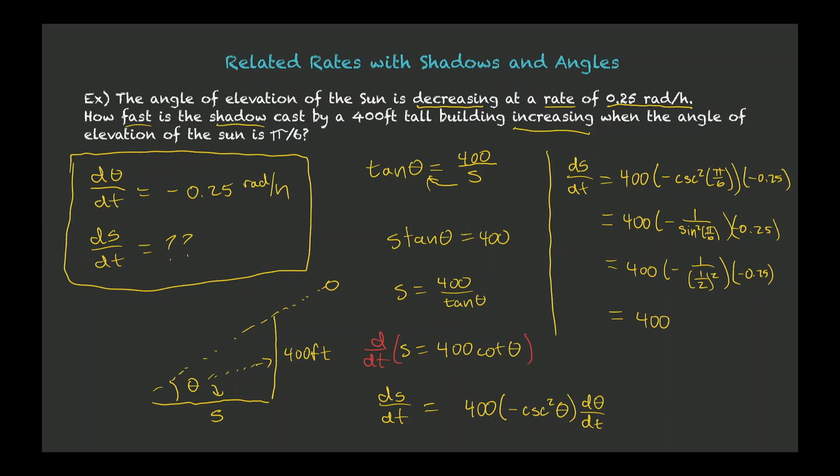Okay, now we can look at the derivative itself to think about the units. So ds is a change in the shadow's length, and in this problem, length was measured in feet. And dt was a unit of time, and time in this problem was radians per hour, so time is hours. So the length of the shadow is increasing at 400 feet per hour at this time.